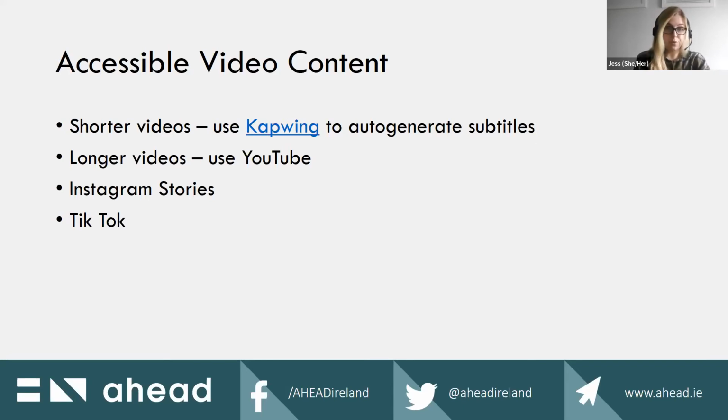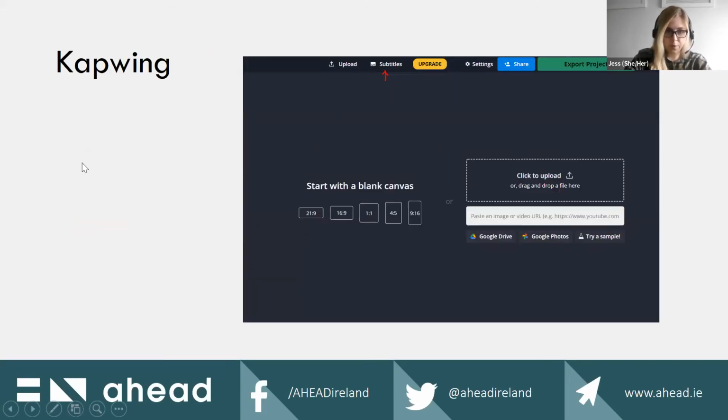Instagram stories, you can auto-generate captions, and TikTok equally. Many accounts now give you the option to auto-generate your captions. So just to show you what Capwing looks like, this is a screen grab of their page when you go to upload a video. So very simply, what you do is you would choose your video that you're going to upload.